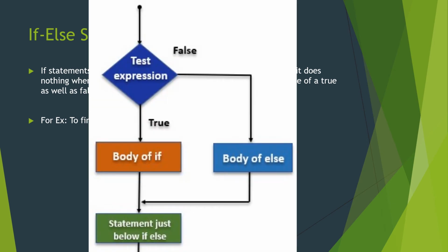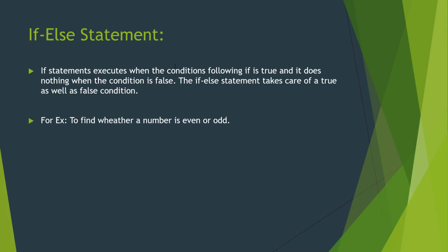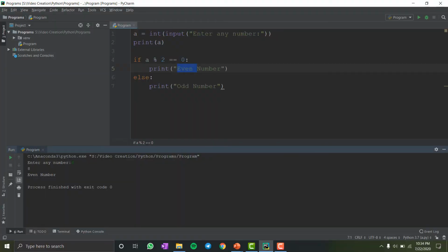Now let's look at the if else statement. If the condition is true, then it is going to execute the true part, and if the condition is false, then it is going to execute the false part. This is the if else statement, meaning it takes care of both true and false conditions.